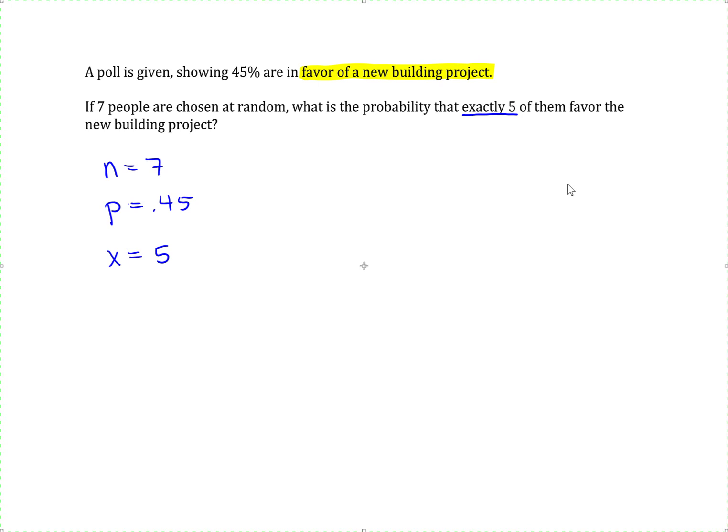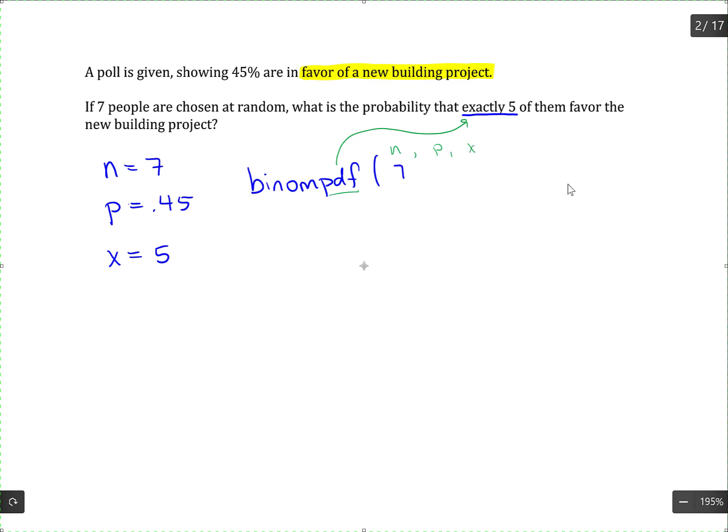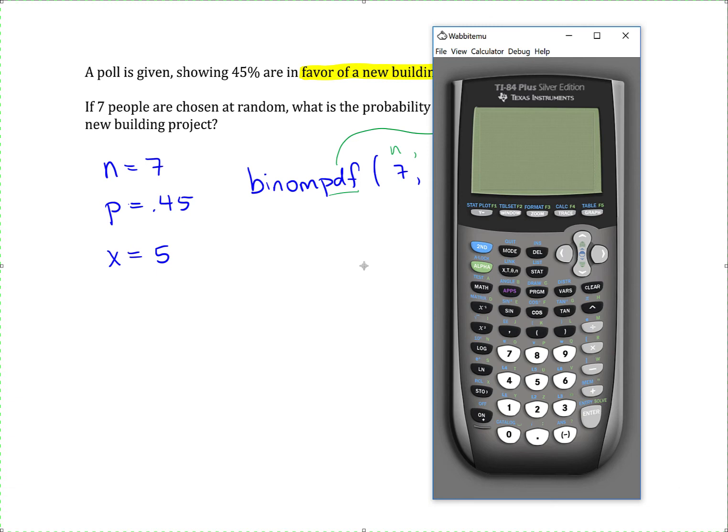So we'll use the calculator for this using the binom PDF function. Binom PDF is the one that we always use when the question is asking for exactly a certain number of items out of our sample. And the input order is n, p, and finally x. So n is 7, p is 0.45, and x is 5. So we'll use the calculator.